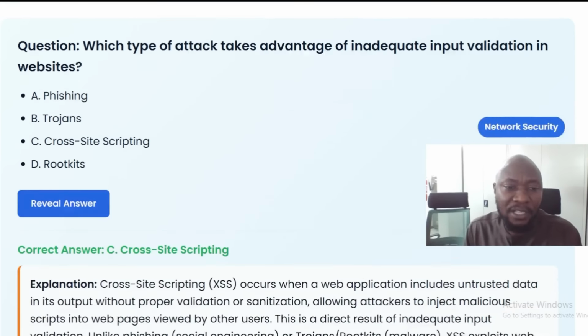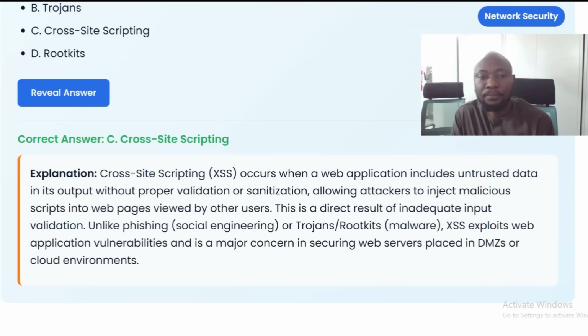The answer is C, as we said, cross-site scripting, which occurs when a web application includes untrusted data in its output without proper validation or sanitization. This allows attackers to inject malicious scripts into web pages viewed by others. This is a direct result of inadequate input validation. Unlike phishing, which is social engineering based, Trojans and rootkits are malware. XSS exploits, cross-site scripting, is the same thing as XSS.